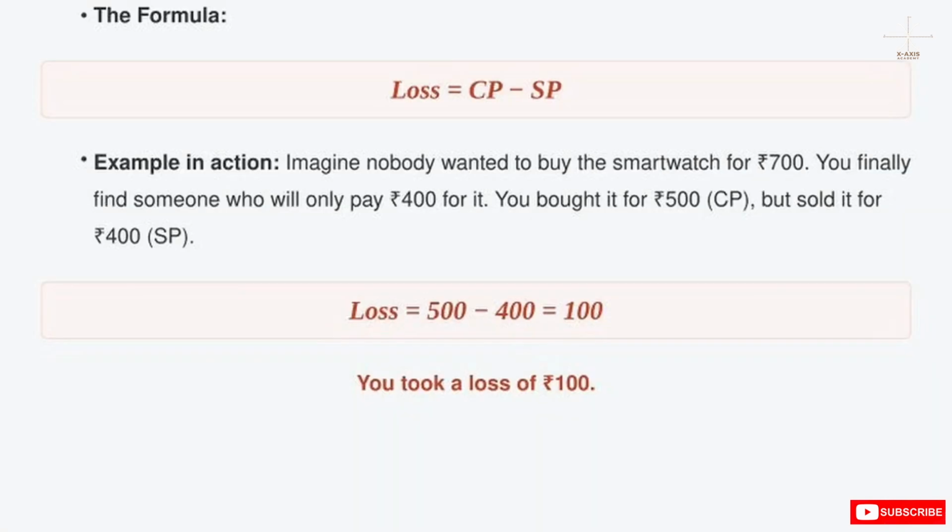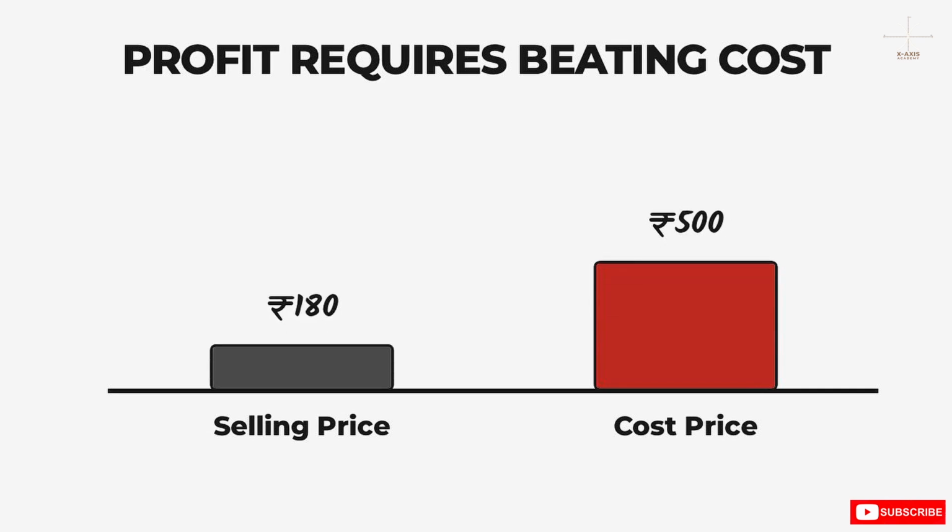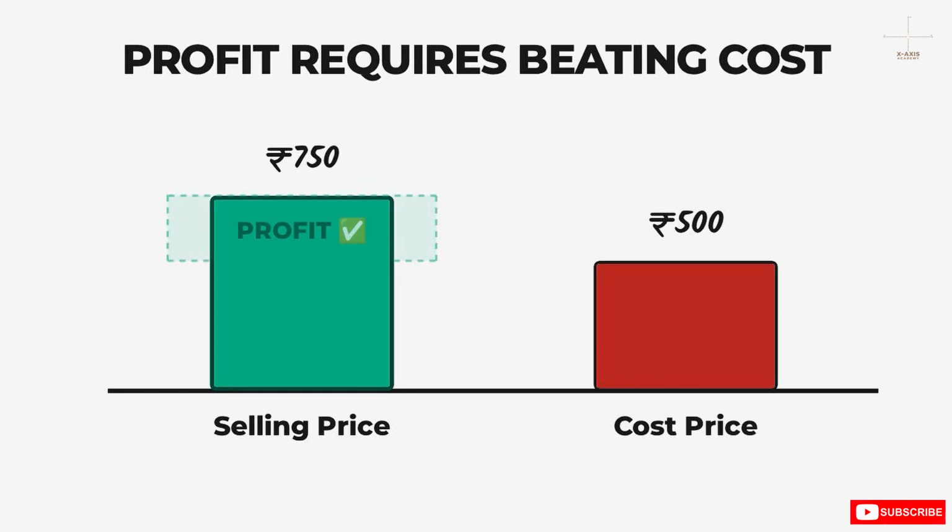If we look at the math, your cost price was 500 rupees, but your selling price was only 400. 500 minus 400 reveals a loss of 100 rupees. In this scenario, you end up losing some of your own money. This is why business is not just about making sales. It is strictly about ensuring your selling price stays higher than your cost price.